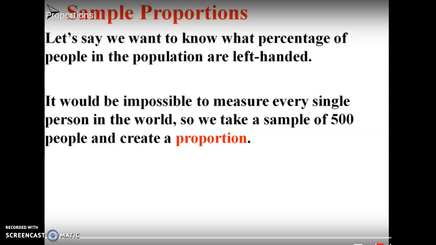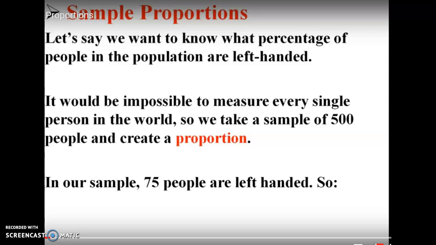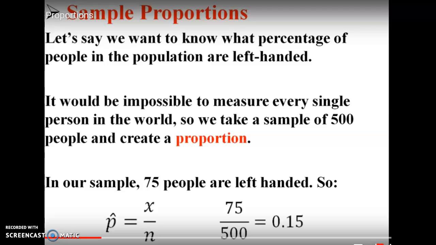So we take a population of 500 people, find how many are left-handed, and create a proportion. In our sample, 75 are left-handed, so p hat is equal to x, the number we found that were left-handed, over n, the size of our sample. When we plug in 75 with 500, we get about 0.15. That's the proportion of people who are left-handed, so right-handed or other people, should say, are 0.85.